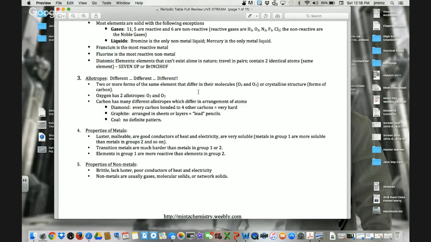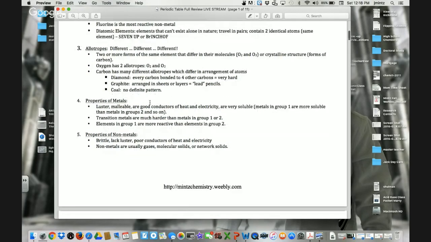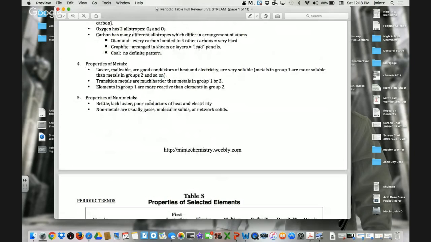All right, perfect. Okay, so let's go through some properties of metals and properties of nonmetals. So what's nice is that you can memorize the properties of metals, which are pretty easy because most people know what a metal looks like. So they have luster, which means they're shiny, malleable, which means that they can be bent into shapes. They're good conductors of heat and electricity.